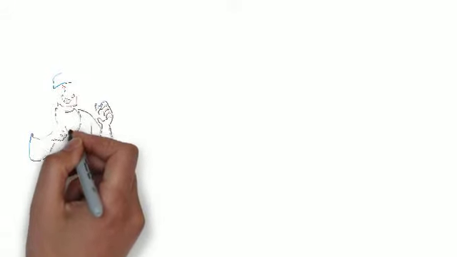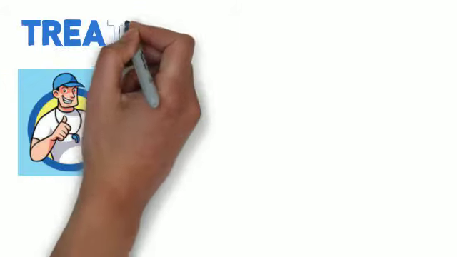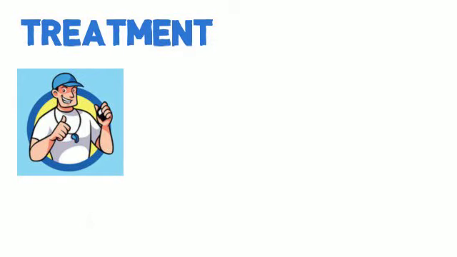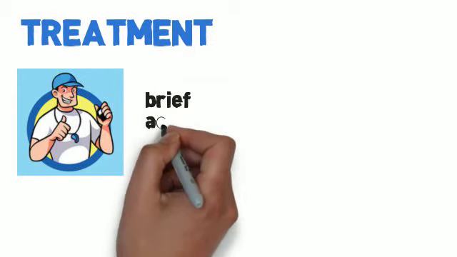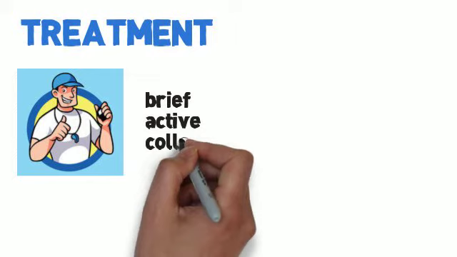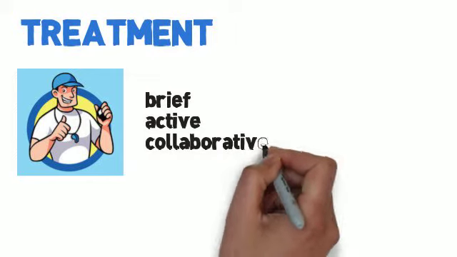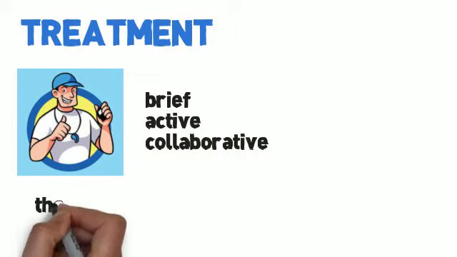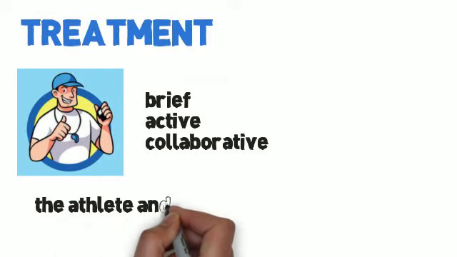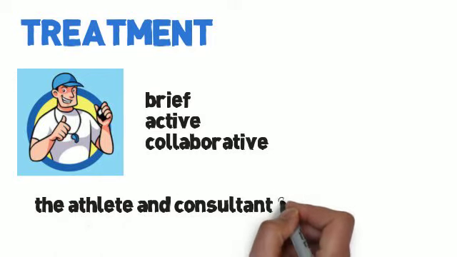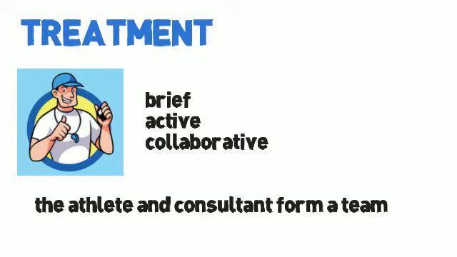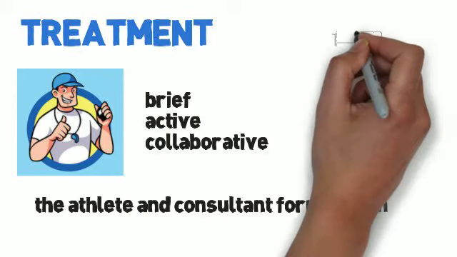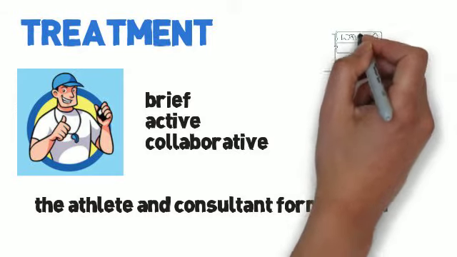Using the cognitive model, it's appealing to both athletes and coaches due to its basic characteristics of brevity, focus on the present, and educational nature. When using the cognitive model with an athlete, treatment is brief, active, and collaborative, and designed to identify and change distortive cognitive patterns. The athlete and consultant form a team with the aim of initially reducing the client's symptoms to provide the skills necessary to control cognitive processes independent of the consultant.